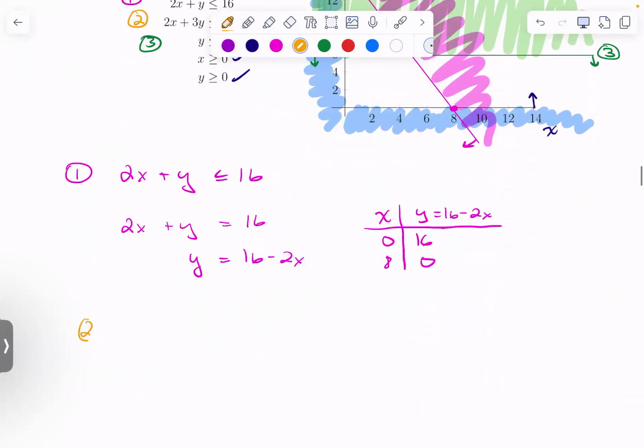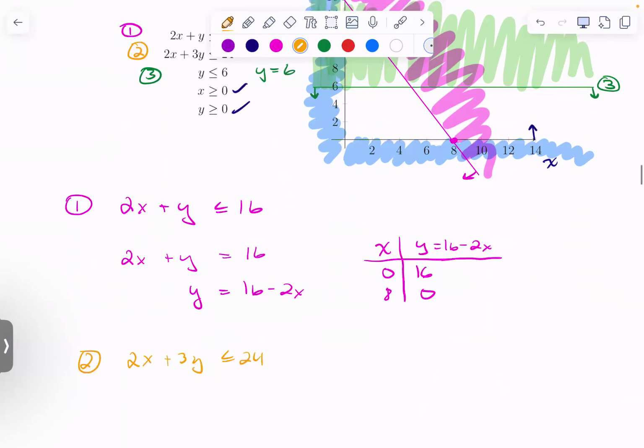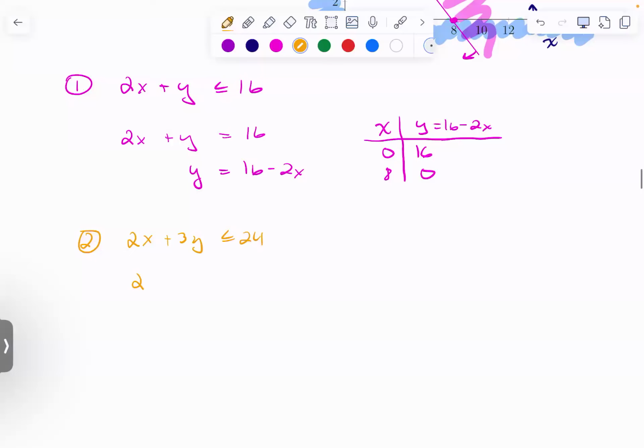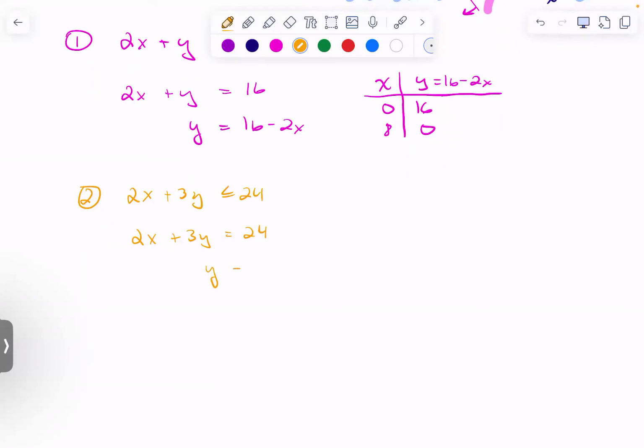Last line. 2x plus 3y is less than or equal to 24. First thing I'm going to do is set it equal to 24, so I don't have to deal with the inequality. So I'm just drawing the line anyways. And I am going to solve for y, even though it gets a little bit ugly, because y is 24 minus 2x divided by 3.